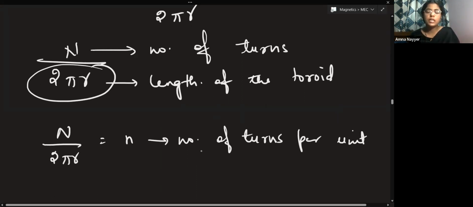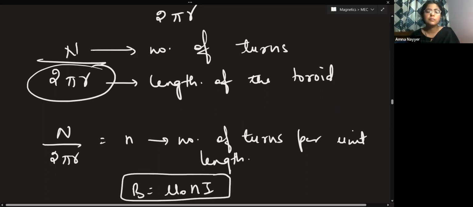per unit length. So the magnetic field formula will again be mu naught n. This time n has a different meaning. This is number of turns per unit length, and length is 2 pi r. So just note this down as well.